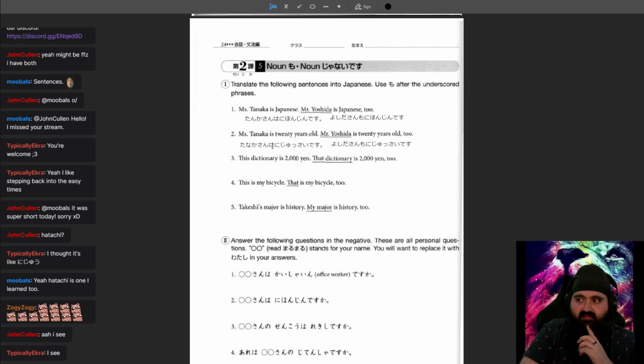Hey Zogi Zogi. Yeah. I'm really sus that it wouldn't let me say this in hiragana or wouldn't show me hatachi as kanji, but yeah.